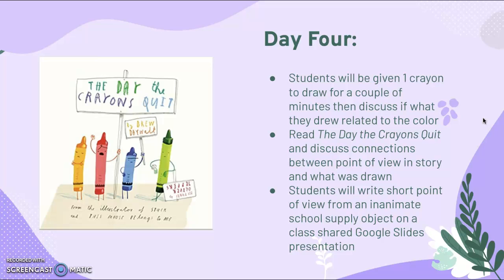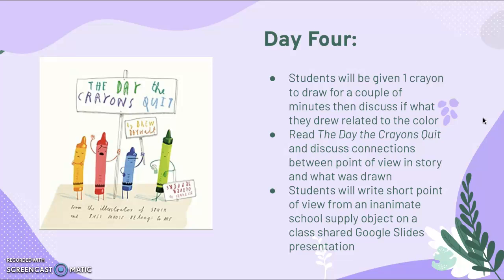So if they were given red, did they maybe draw a fire truck? Or if they had yellow, did they draw a banana? Then I will read the story. It's from the perspective of all these different color crayons and how they're being used. So the blue is complaining that he's a short stub because he's being used for everything. And then we'll discuss connections maybe between what the crayons said in the story and what they actually did draw.